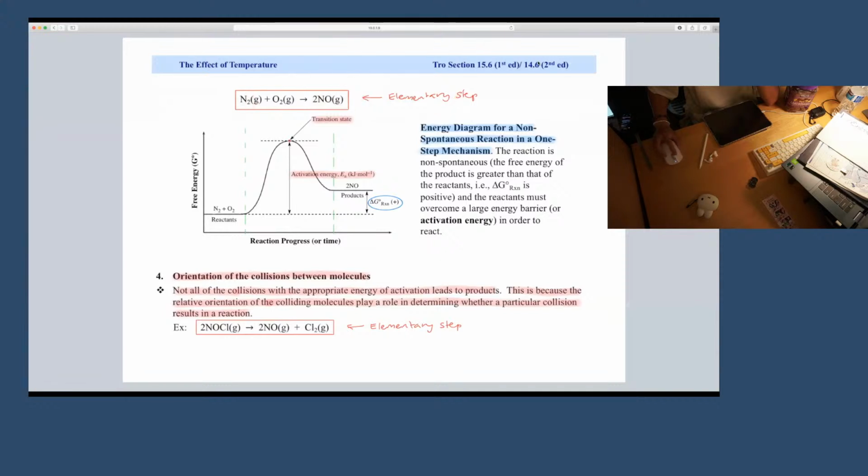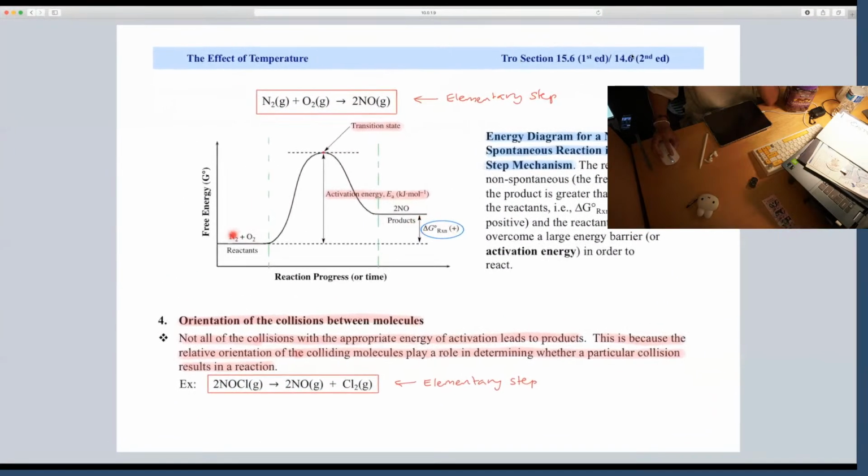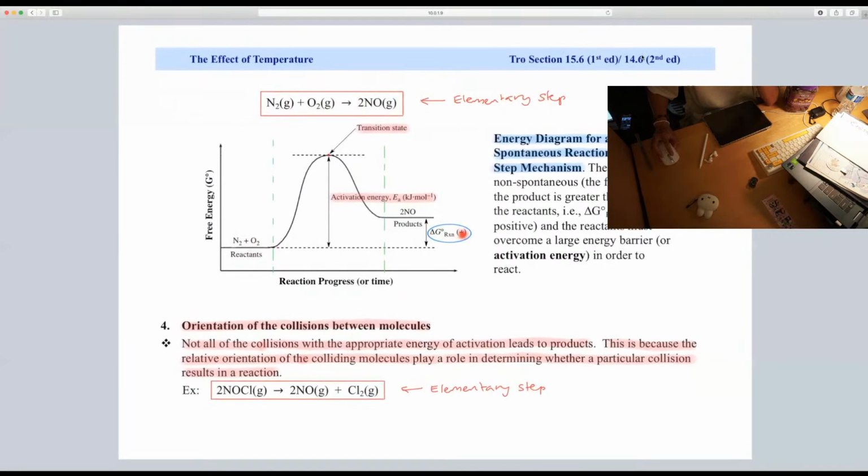Now, when we look at the energy diagram, we can see that this is the free energy of the reactants, this is the free energy of the products, and so when we look at delta G naught reaction, since the free energy of the products is greater than the free energy of the reactants, delta G for the reaction comes out to be positive, and therefore, this will be a non-spontaneous reaction.